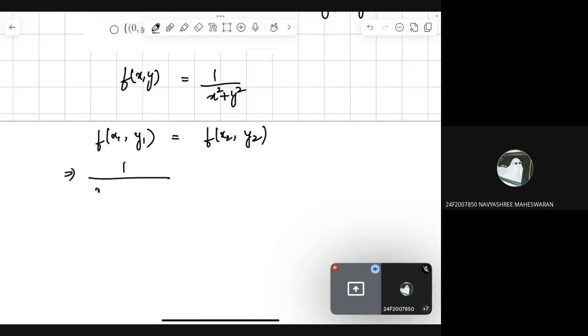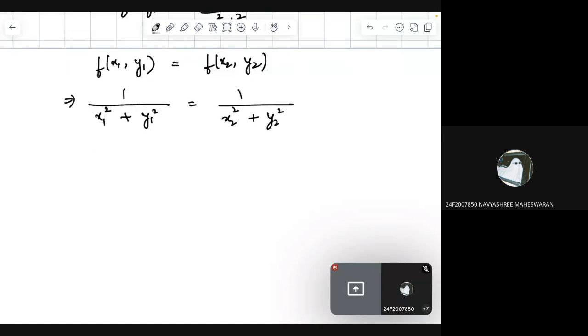This means that it is just straightforward; I only applied the formula for f(x,y), using the definition of injectivity. When will this be equal? When x1 square is equal to x2 square and y1 square is equal to y2 square.